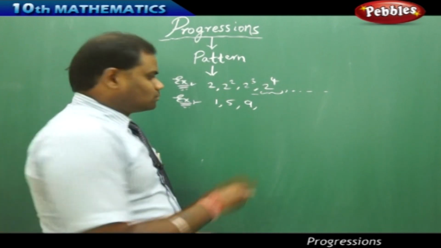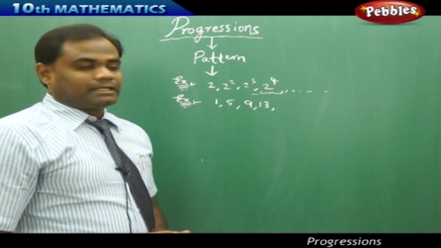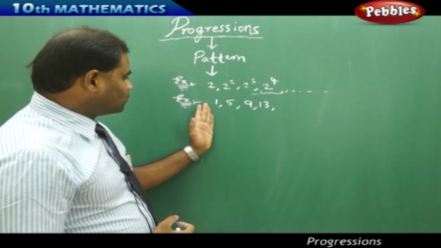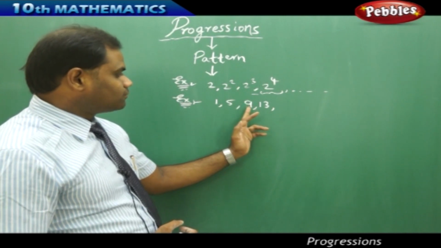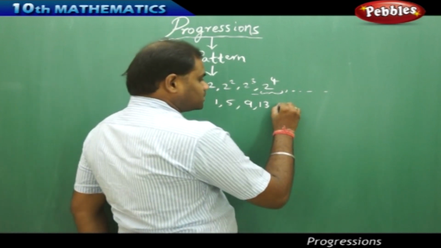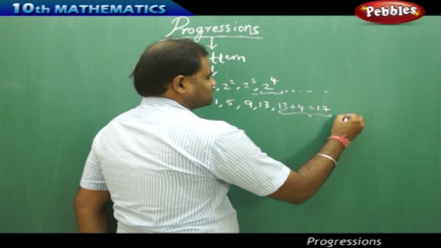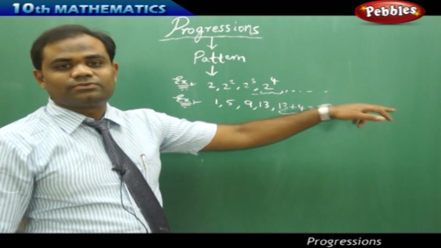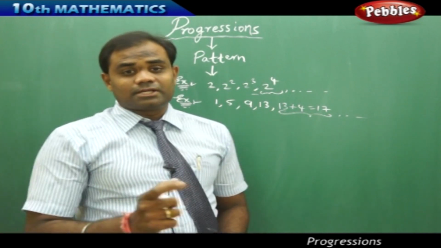Then I would like to know the next term in this pattern. I clearly see that when I add 4 to 1, I get 5. When I add 4 to 5, I get 9. When I add 4 to 9, I get 13. Therefore, when I add 4 to 13, that is 13 plus 4 equal to 17 is the next pattern, followed by 21, 25, etc.